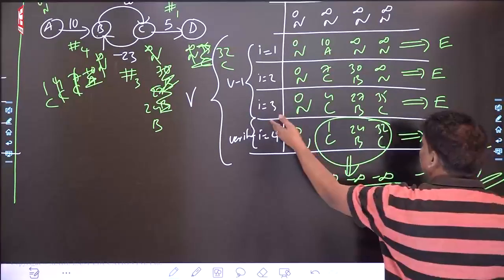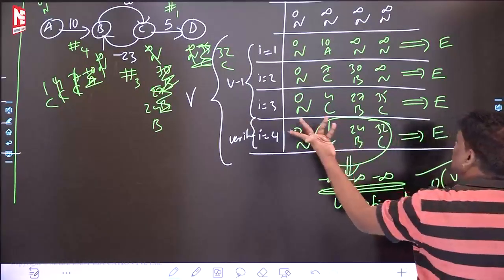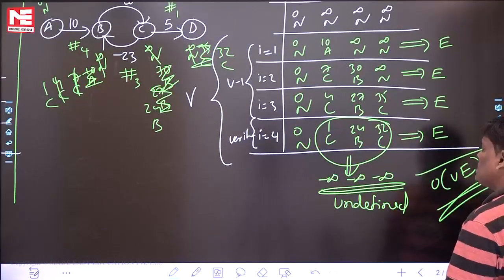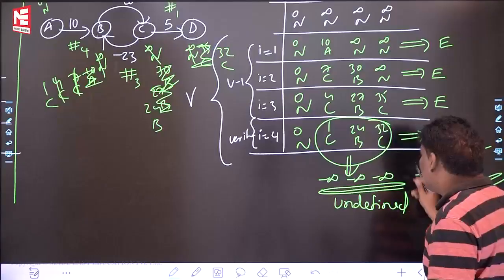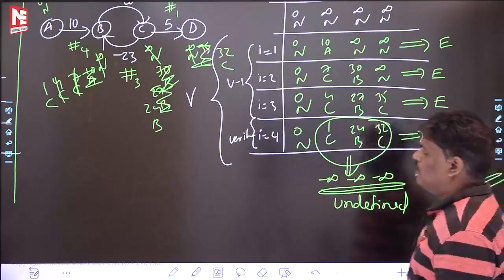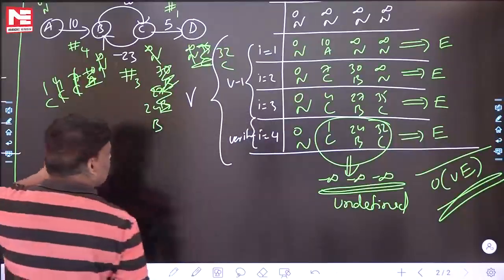Suppose V minus 1 rounds and the V-th round are the same, so there is no cycle. That means the Bellman-Ford algorithm will give the correct answer for all vertices. If a cycle is there, for some vertices it is not able to give the correct answer because the answer is undefined. So let me write all these points.